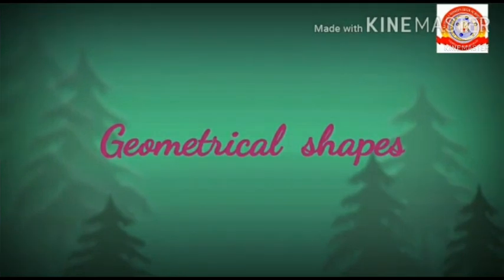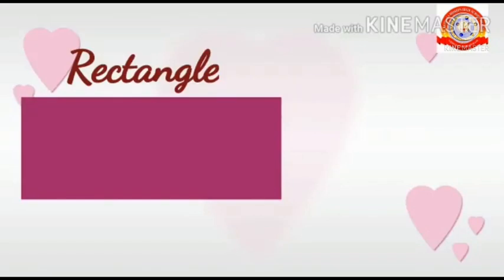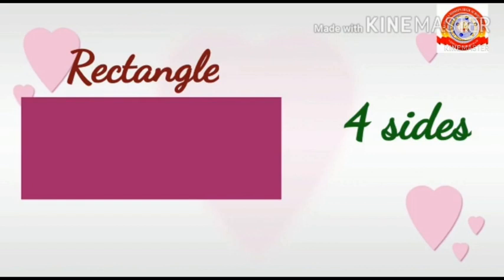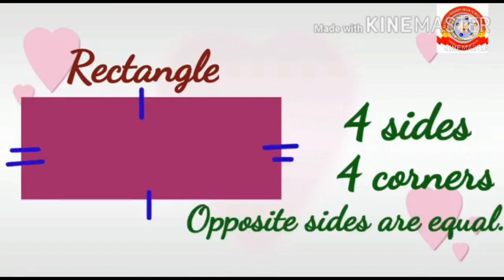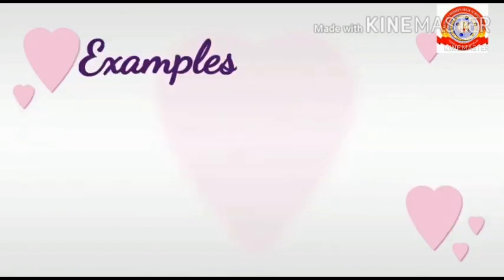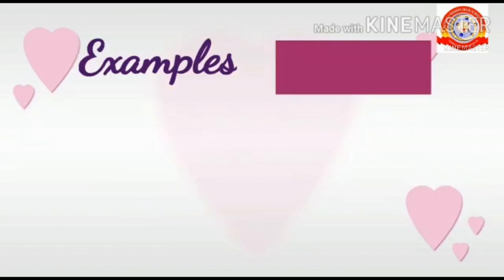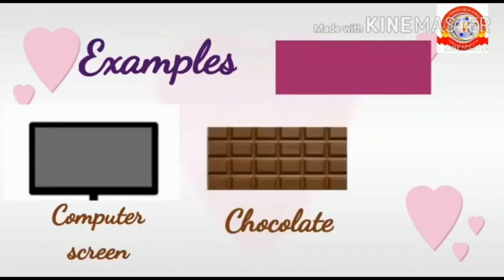Okay. Children, which shape is this? Yes, this is a rectangle. How many sides and corners does it have? Yes, a rectangle has 4 sides and 4 corners. In a rectangle, its opposite sides are also equal. Examples of objects in rectangular shapes are computer screen, chocolate, window, etc.